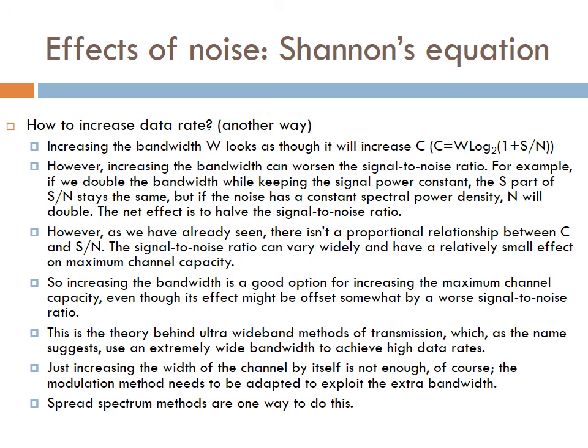So increasing the bandwidth is a good option for increasing the maximum channel capacity, even though its effect might be offset somewhat by worse signal to noise ratio. This is the theory behind ultra-wideband methods of transmission, which, as the name suggests, use an extremely wide bandwidth to achieve high data rate. Just increasing the width of the channel by itself is not enough, of course. The modulation method needs to be adapted to exploit the extra bandwidth. Spread spectrum methods are one way to do this.